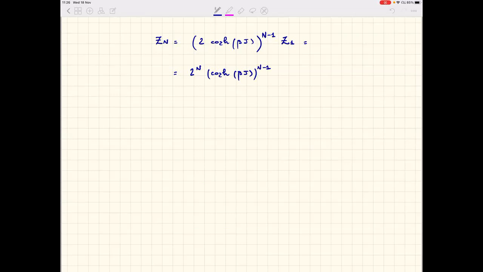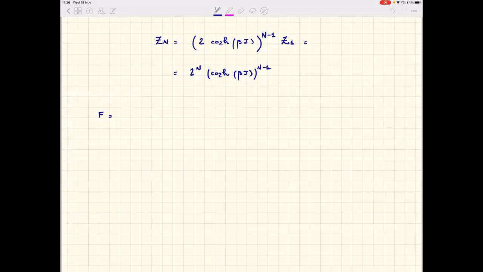Now, what do we do with this? Any idea? Once you compute the partition function, what should you do with it? Calculate the thermodynamic properties. Okay, which means compute what? The free energy. Okay, so this is the answer to the question.